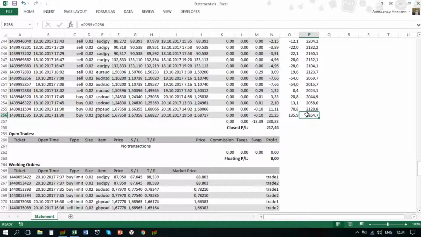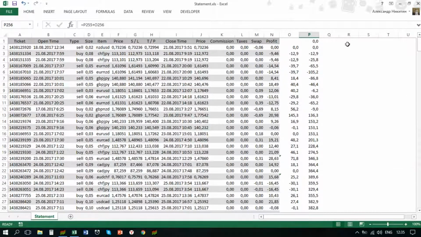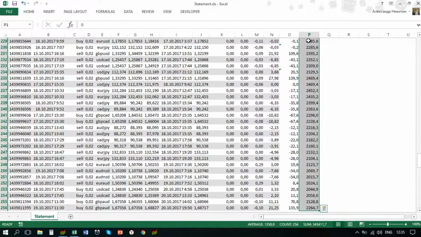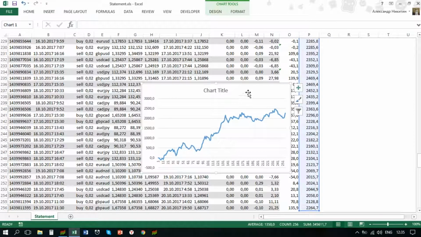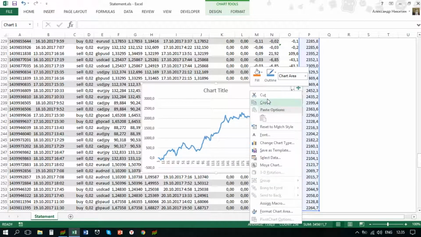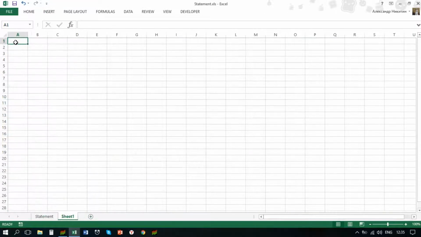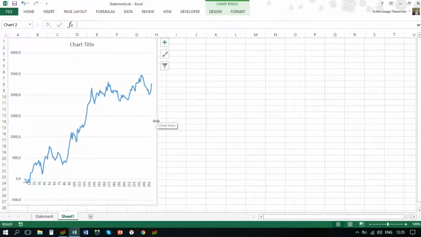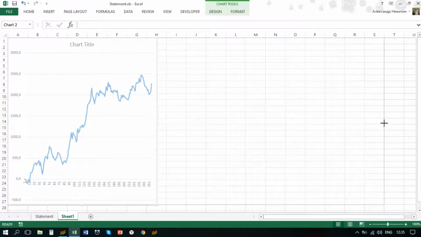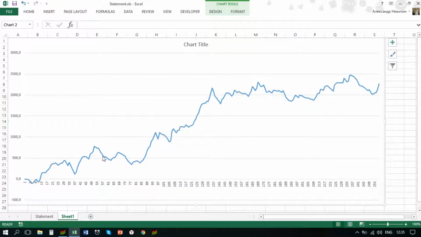Let's do the calculation of my performance for the whole period. Control Shift arrow to the downside to choose that line and insert some chart. So the chart looks this way for the whole period. Let me cut that and let me paste it here. Stretch it here too. Okay, you can see that I am not always winning.